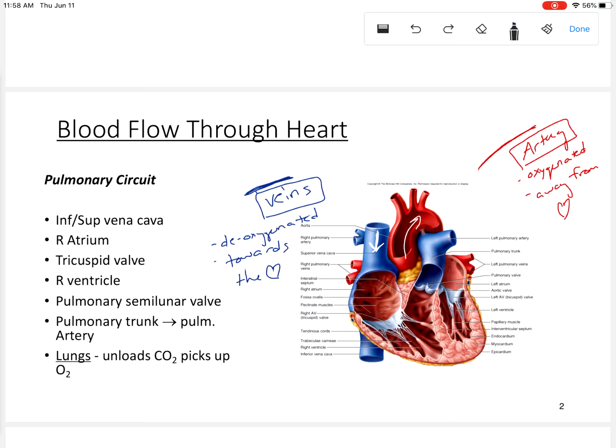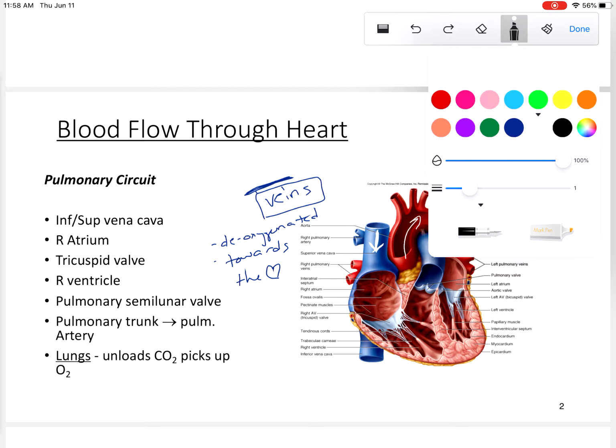So if I look at this picture, this here is the superior vena cava. It's blue, it's a vein, so it's carrying blood that is deoxygenated. And I know because it's a vein, the blood is going to be traveling towards the heart.